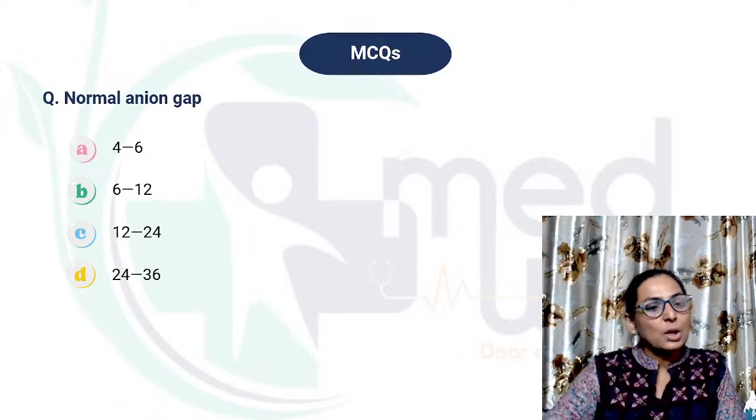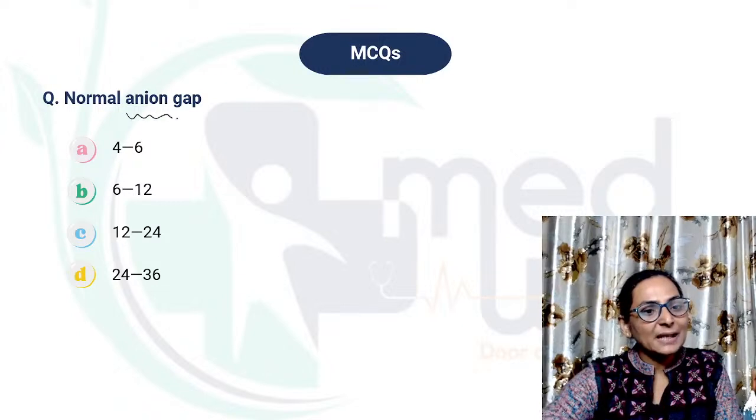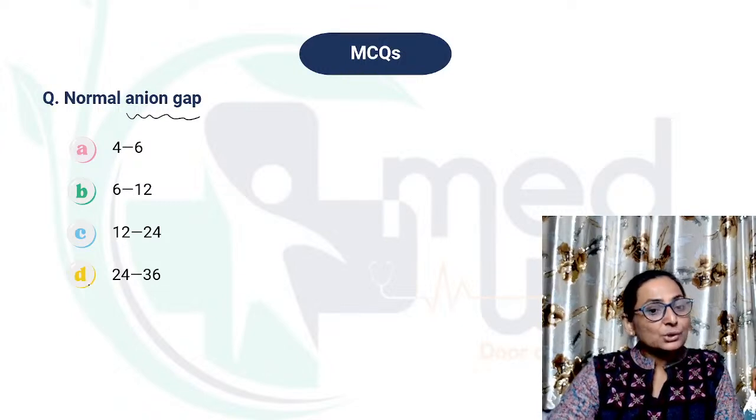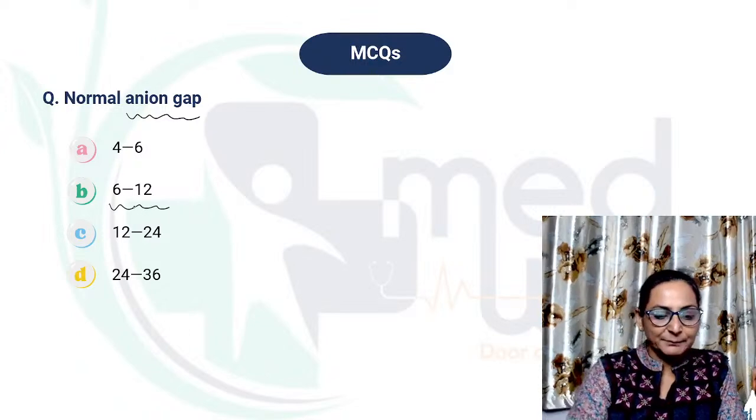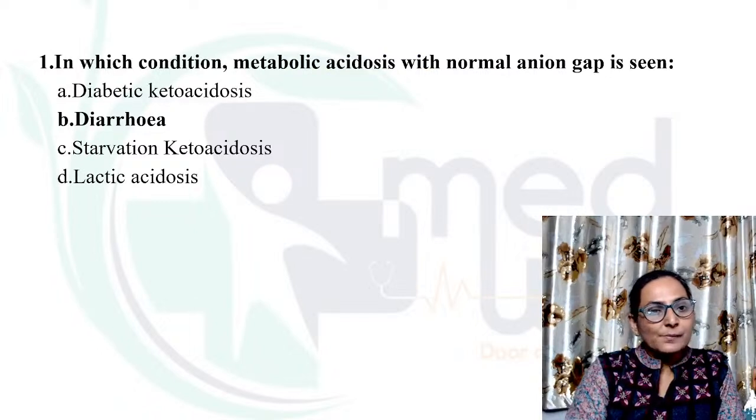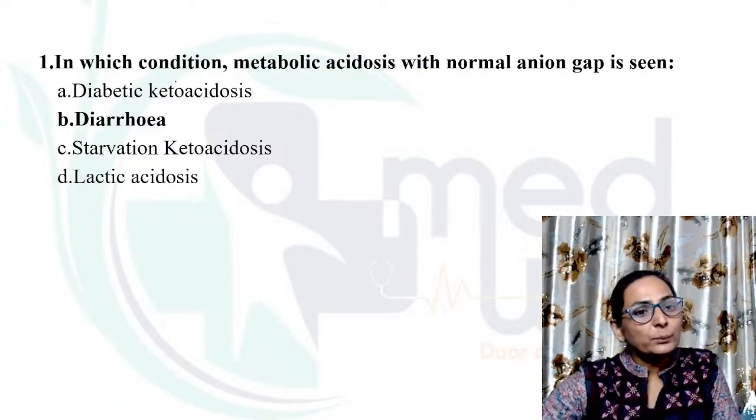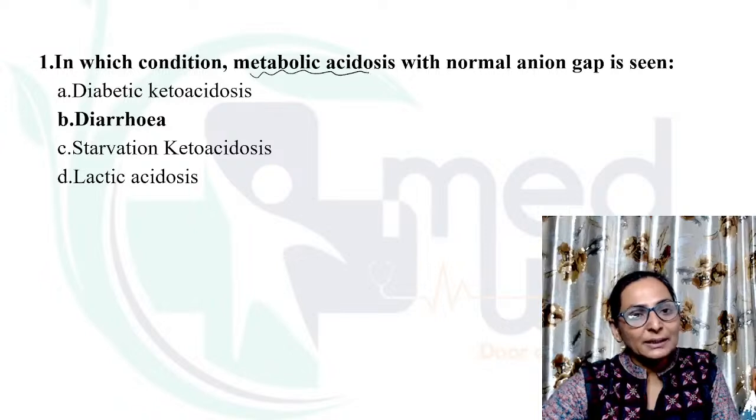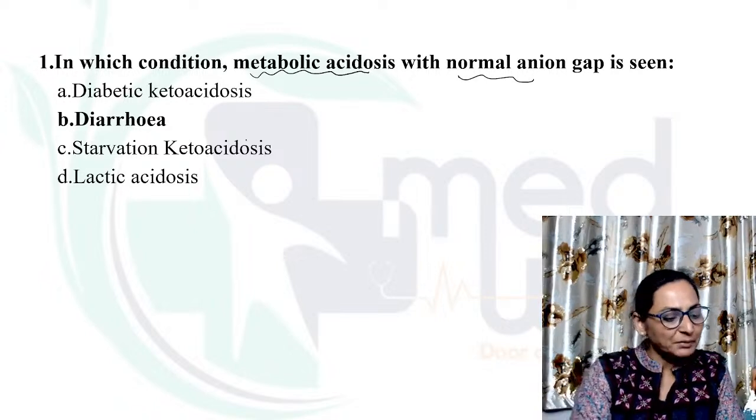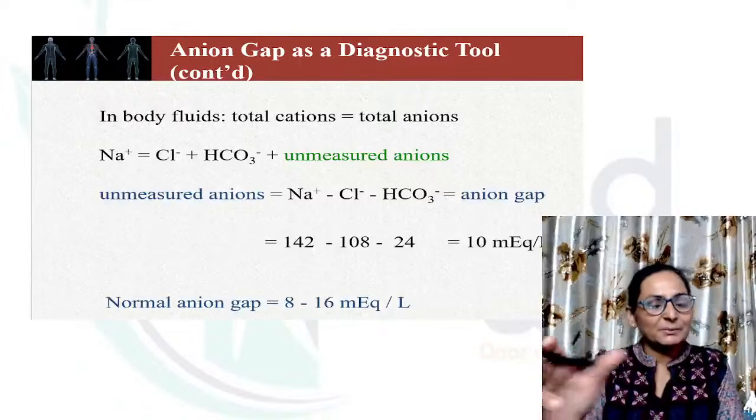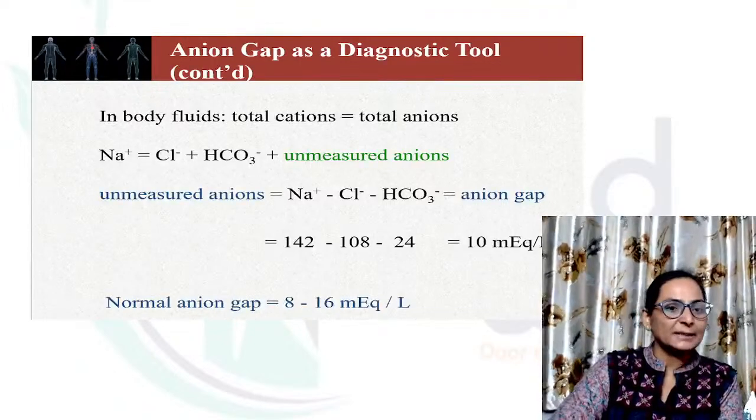Acid-base balance. What is the normal anion gap? The normal anion gap is between 6 to 12. Now, what is this anion gap? Similarly, in which condition in metabolic acidosis is there a normal anion gap? We will look into this a bit later. Let me first explain what the anion gap is.